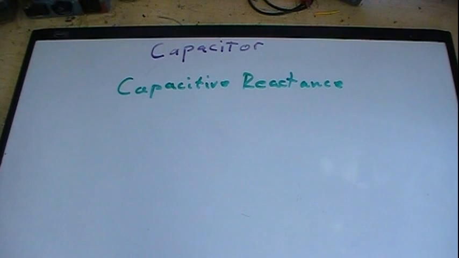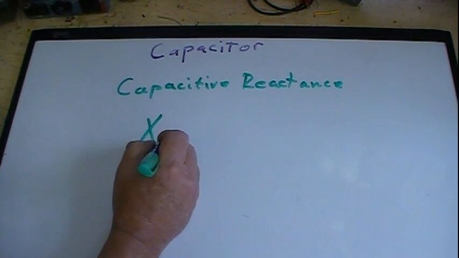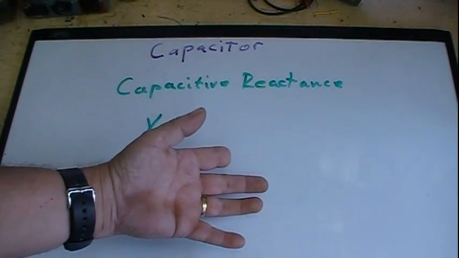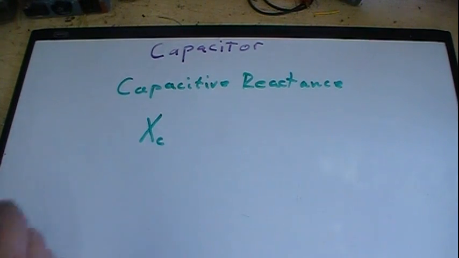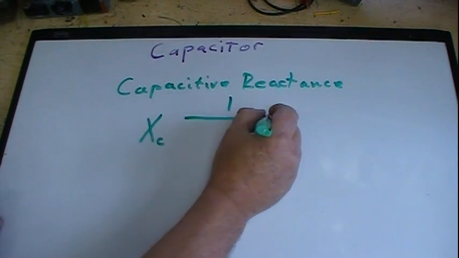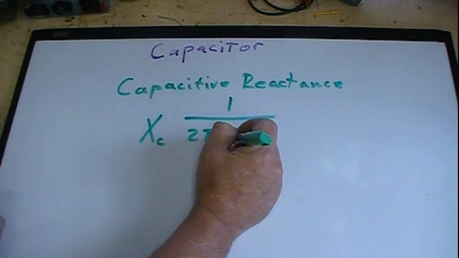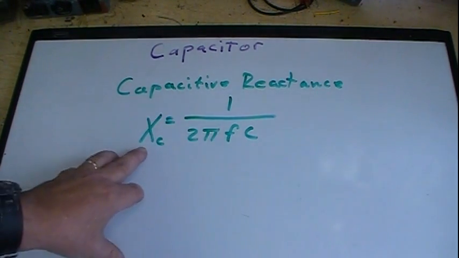Okay, there's a formula for it, and you'll see it. Capacitive reactance is always X sub C. It is measured in ohms. Now I'm going to show you the actual base formula. Then I'm going to show you a slightly different formula with numbers that may be easier to work with. The base formula is this: X sub C equals 1 over 2 pi F C. Capacitive reactance in ohms.